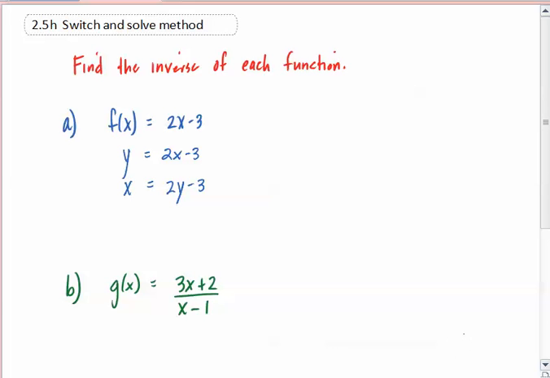Okay, and now this last step is going to be to just get y alone. So we have 2y on the right, we have x plus 3 on the left. I'm going to continue to get the y isolated. I'm going to move over here, and I have y on the right is equal to x plus 3 over 2.